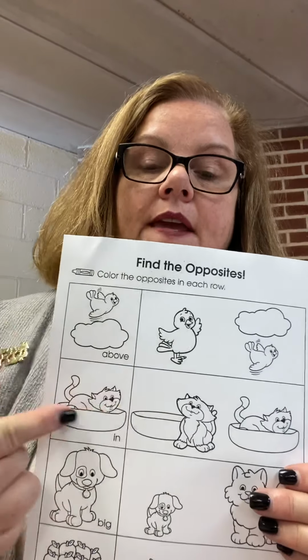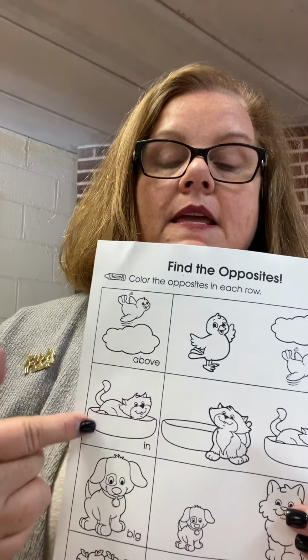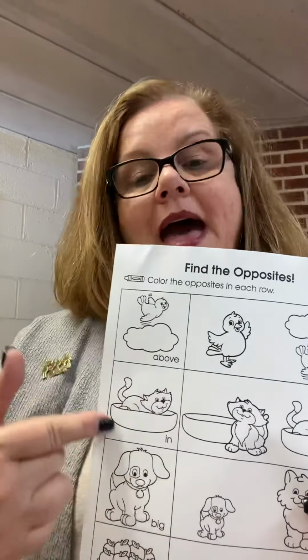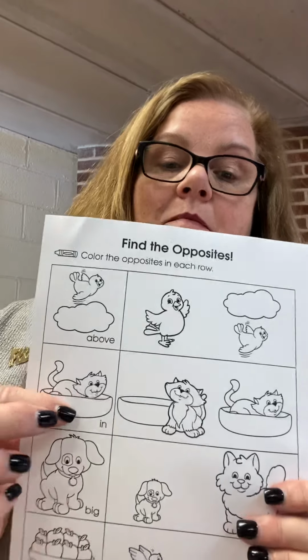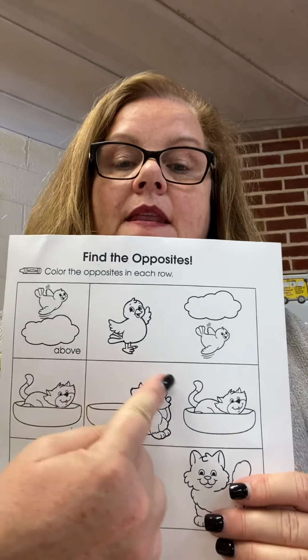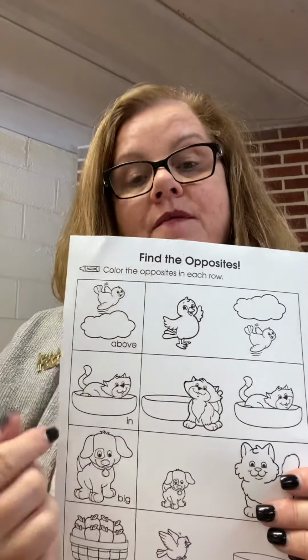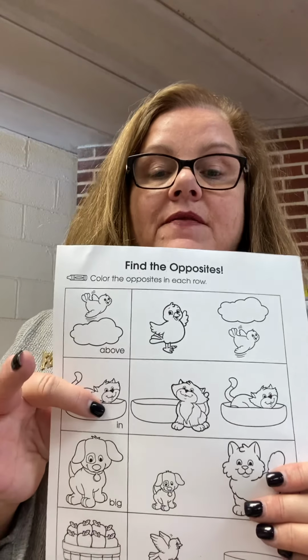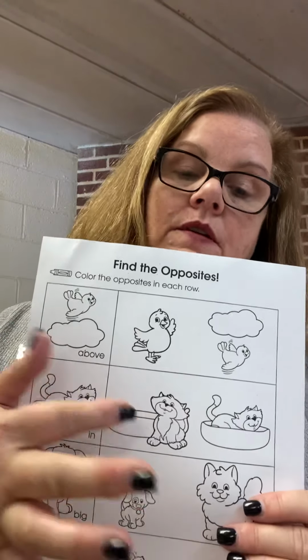If we look at our kitty cat here, he is in his basket. The kitty cat is in his basket. So what would the opposite of in be? The kitty cat is out of his basket. The opposite of in is out.